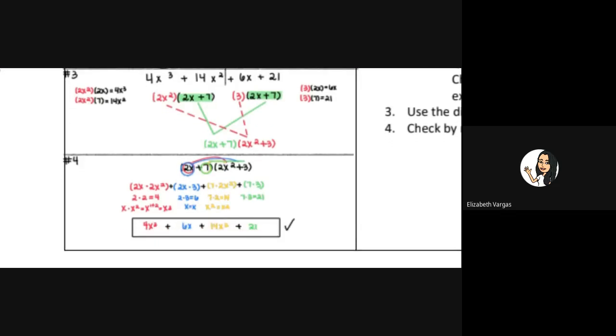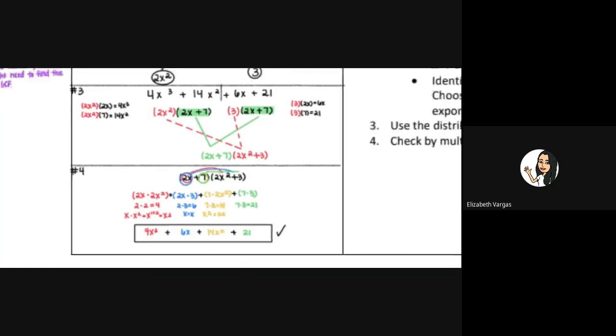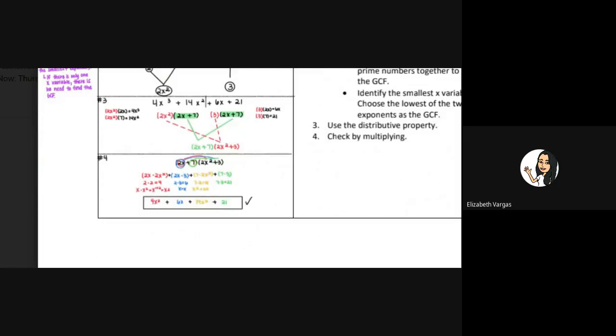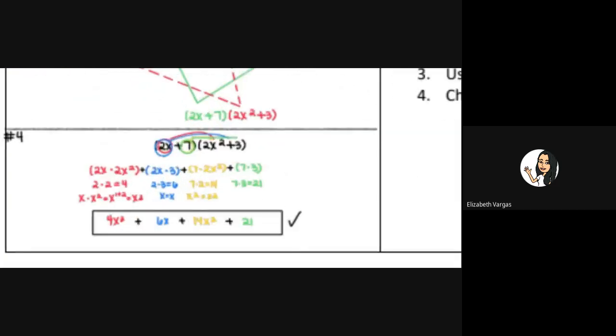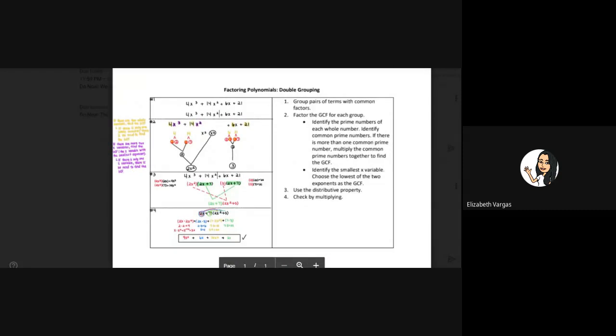Okay, and then this is me checking my answer, seeing if I get my original expression by doing FOIL. I'm taking this and seeing if I get back to my original polynomial, and I do, in fact. So if you want to check by multiplying, that's how you would do it. Basically, these are the steps we use to factor all polynomials, and we're going to look through some quick practice problems of that today.